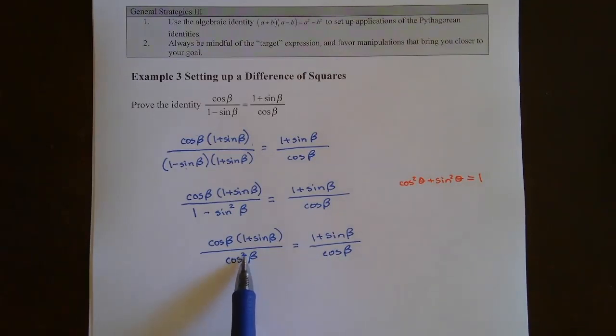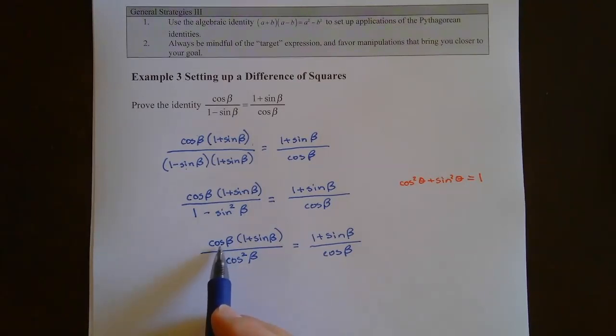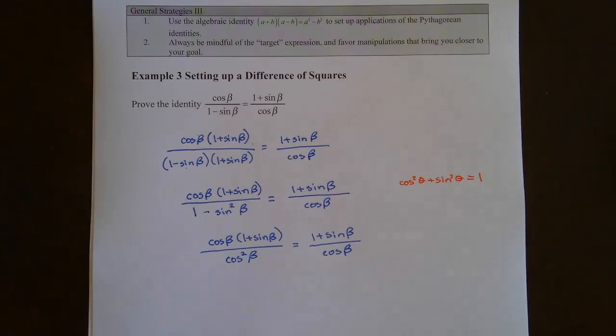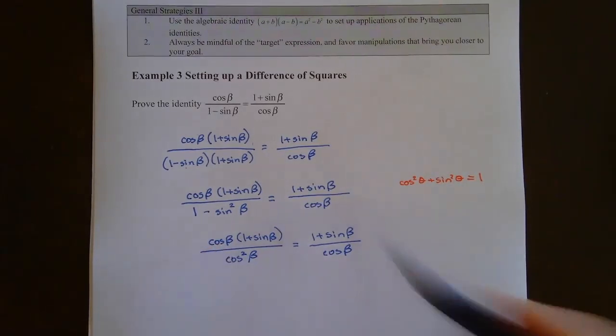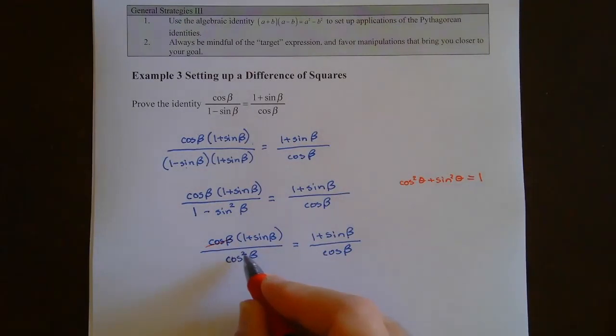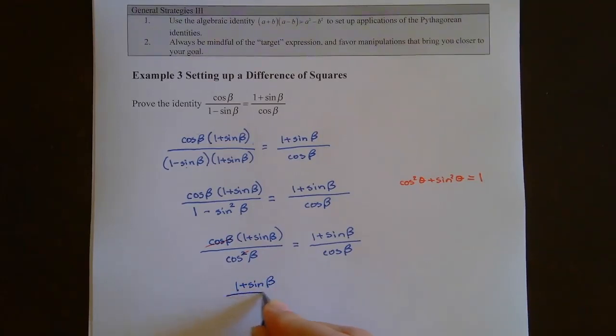Now, what does this square mean? This square means cosine beta times cosine beta. So one of those cosine betas is going to cancel with the cosine beta on top, because that makes a 1. So what are we left with? We'd be left with 1 plus sine of beta over cosine of beta is equal to 1 plus sine beta over cosine beta. And we've established that they are the same thing.